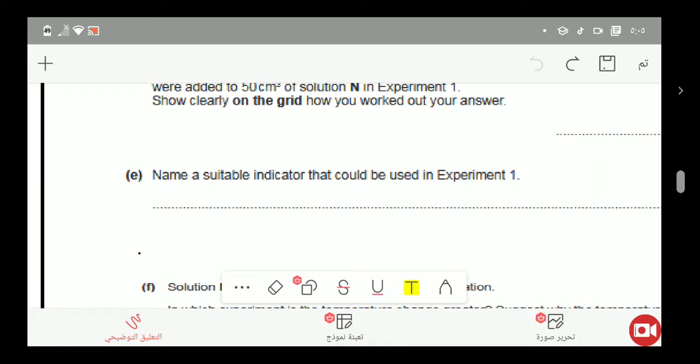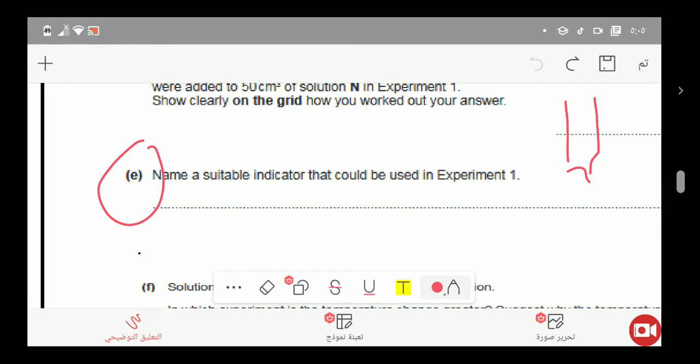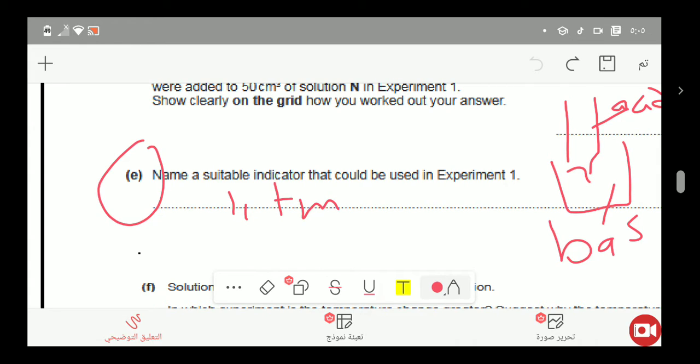Name a suitable indicator that could be used in experiment 1. As we know, this is a titration between acid and base, the base and this acid, HNO3 acid. So the indicators that can be used: litmus, right? If you write pH paper, right? Phenolphthalein, okay, methyl orange also, right? All of them are all right.